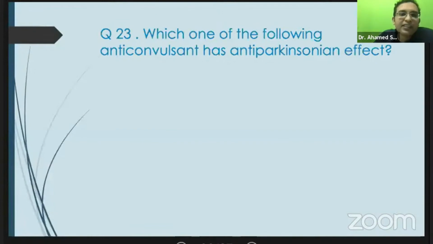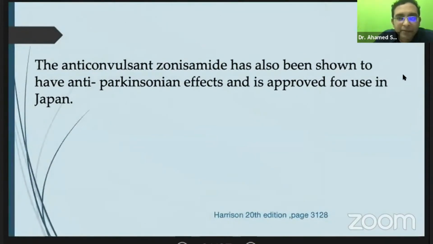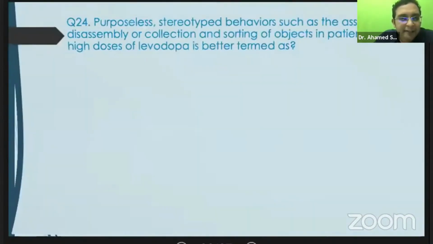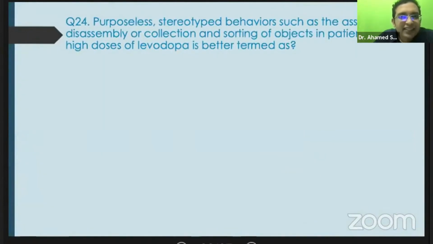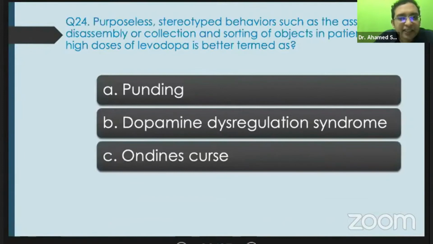So which one of the following is an anticonvulsant which we use as an anti-Parkinsonian drug? Actually, the studies on zonisamide have come from Japan, which show that zonisamide has anti-Parkinsonian effects. So this is directly taken from Harrison. Purposeful stereotyped behaviors such as assembling, disassembly, or collection and sorting of objects in patients taking high doses of levodopa is better termed as.